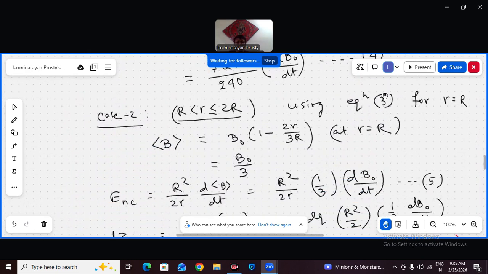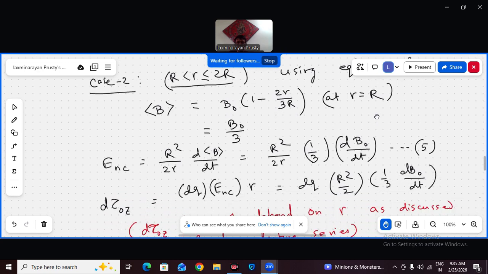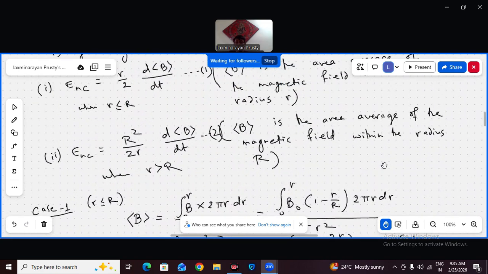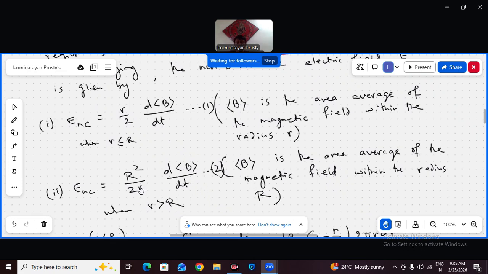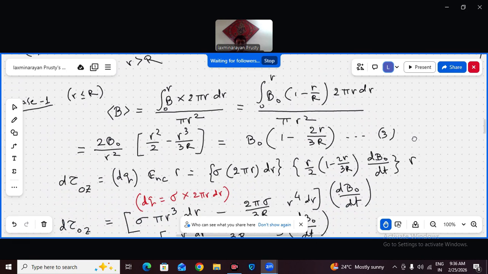That's exactly what I'm writing. Use equation 3 for r equal to capital R. B average is B naught (1 minus 2r by 3R), that is 2 capital R by 3R, so B naught by 3. So ENC will be, now it is outside. From equation 2 you can see this. Equation 2 gives you R square by 2r, dB average by dt, for ENC. And B average for the capital R radius, putting capital R here, is B naught by 3.